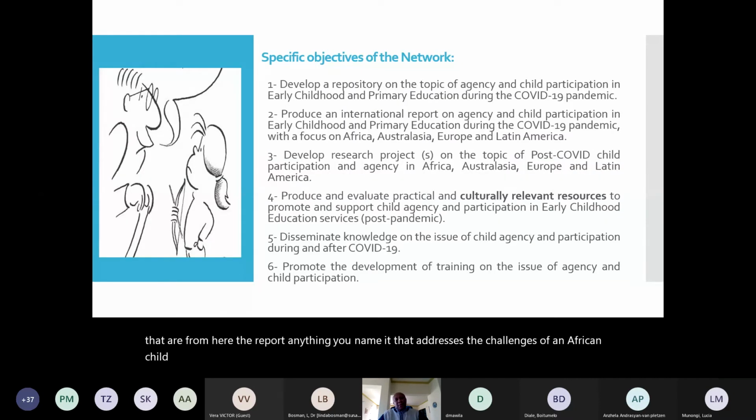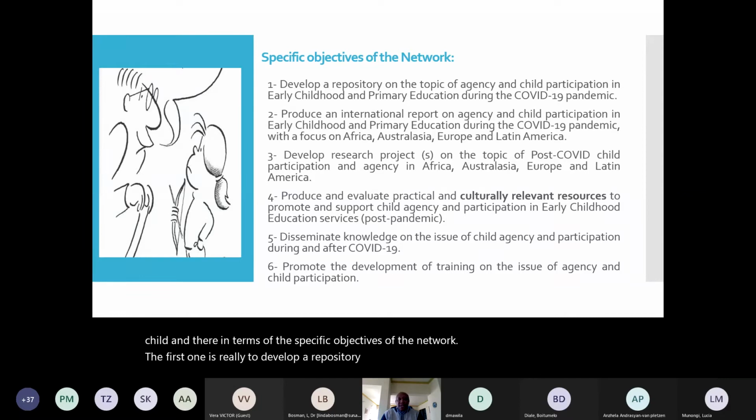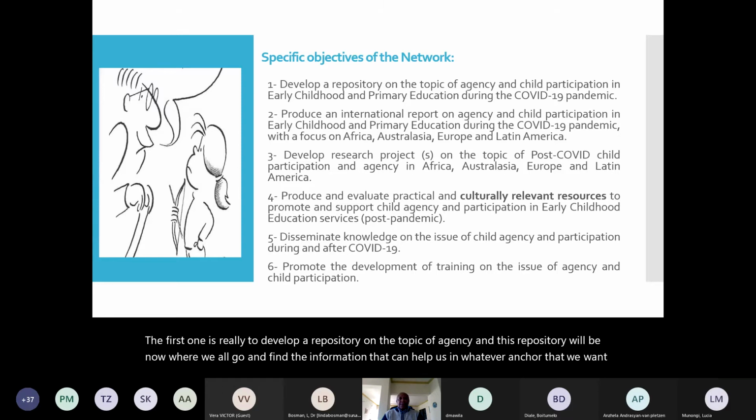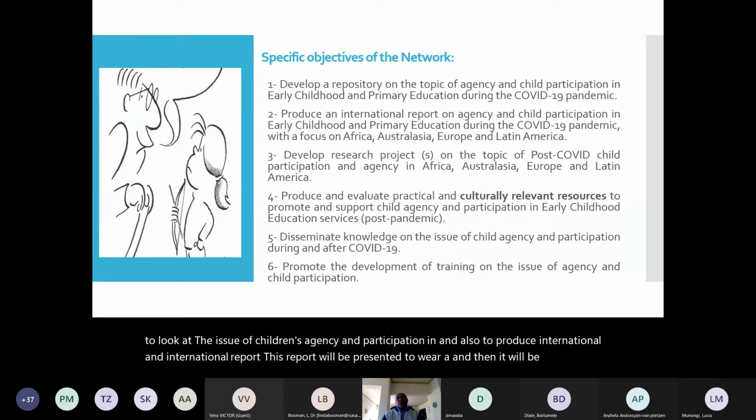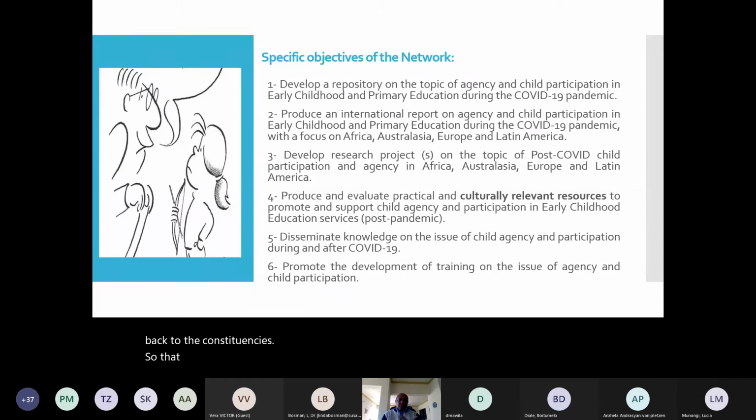In terms of the specific objectives of the network, the first is to develop a repository on the topic of agency. This repository will be where we all go to find information that can help us in whatever angle we want to look at the issue of children's agency and participation. Also, to produce an international report. This report will be presented to VERA, and then redisseminated back to the constituencies so that everyone has a sense of what is happening in this area.